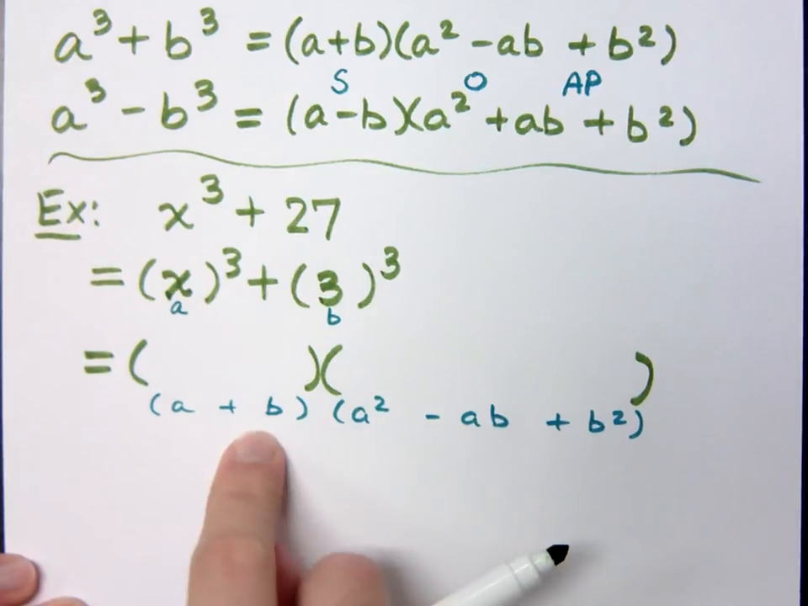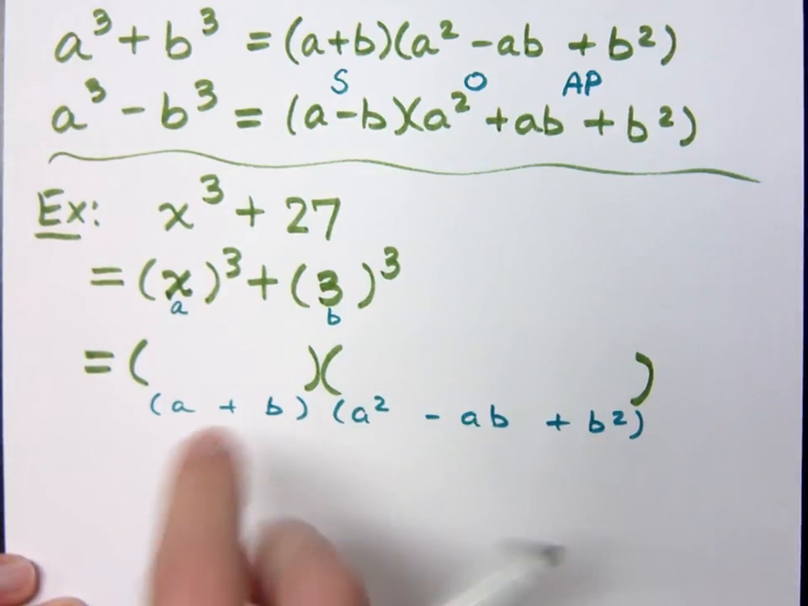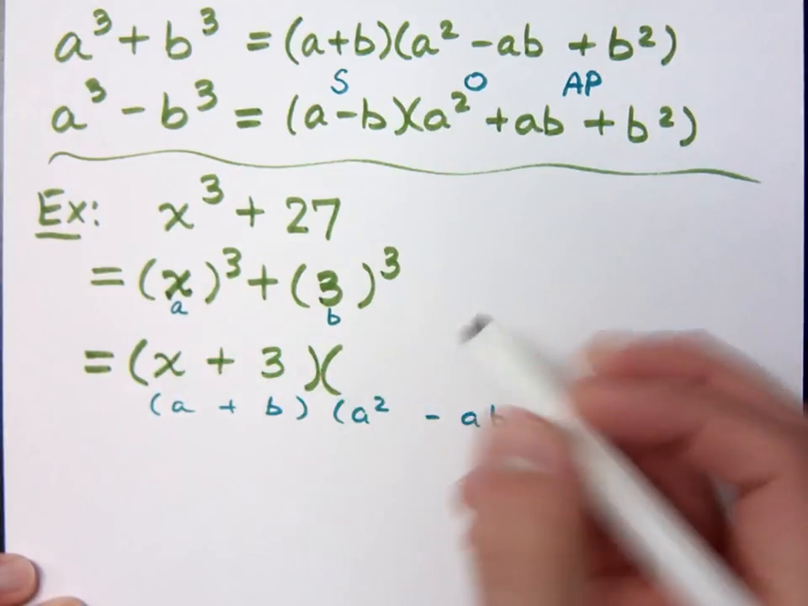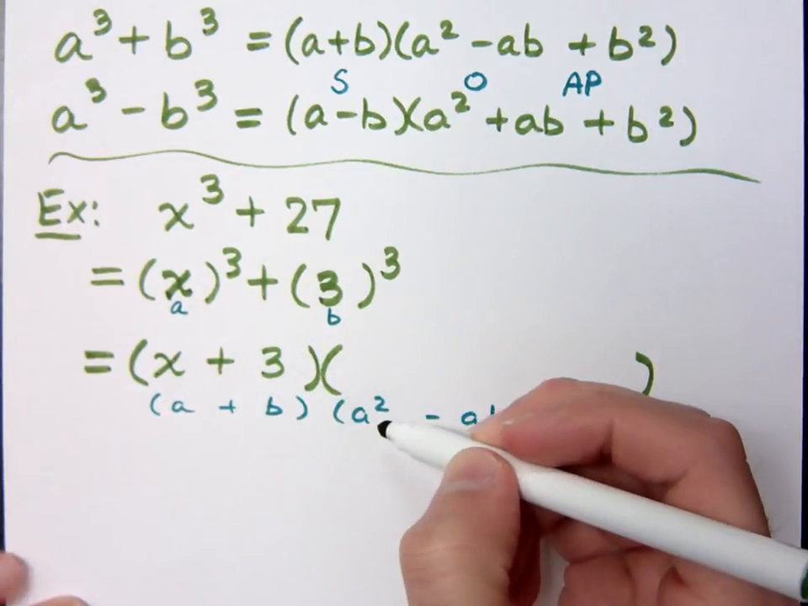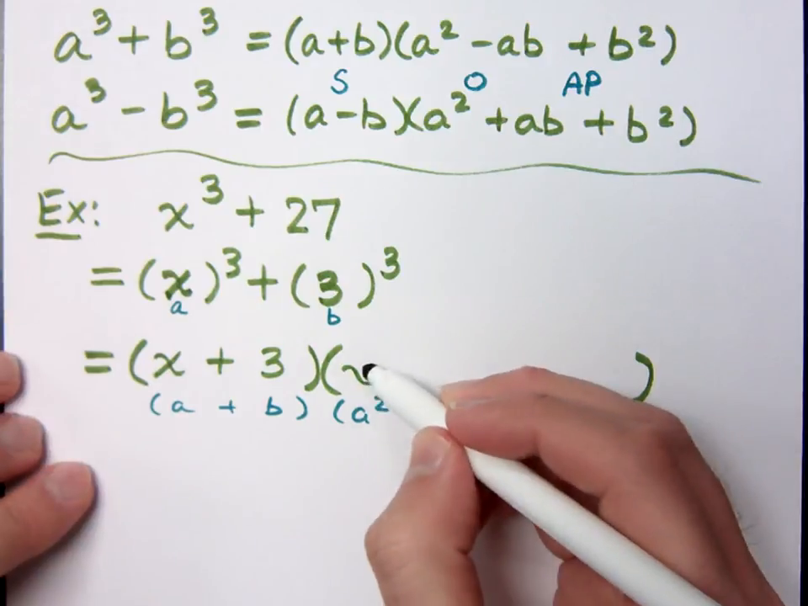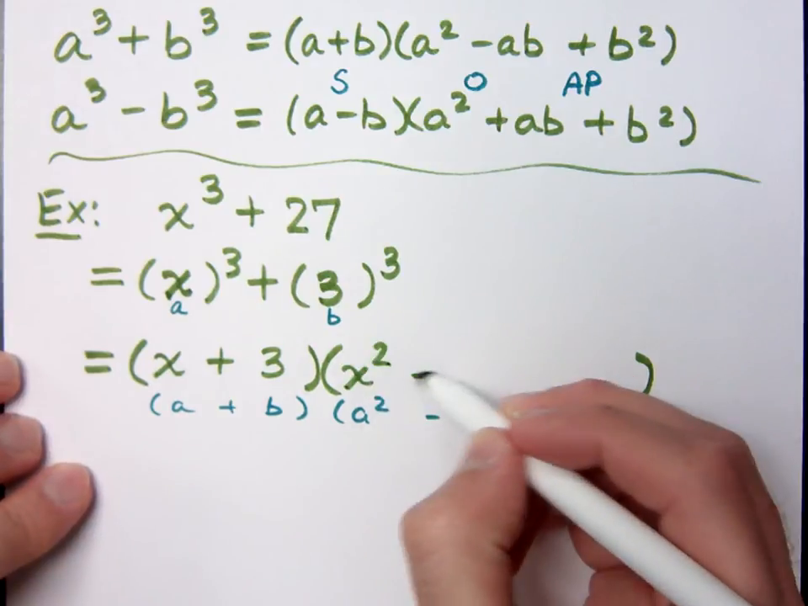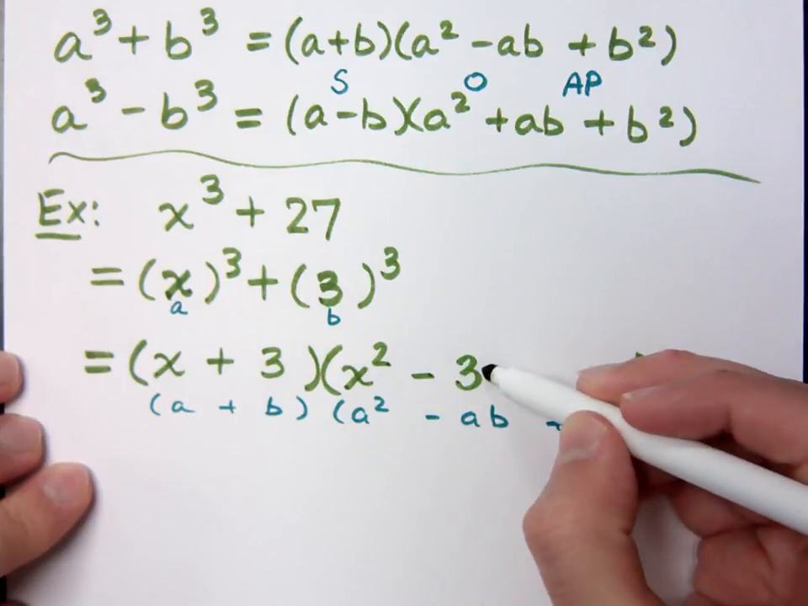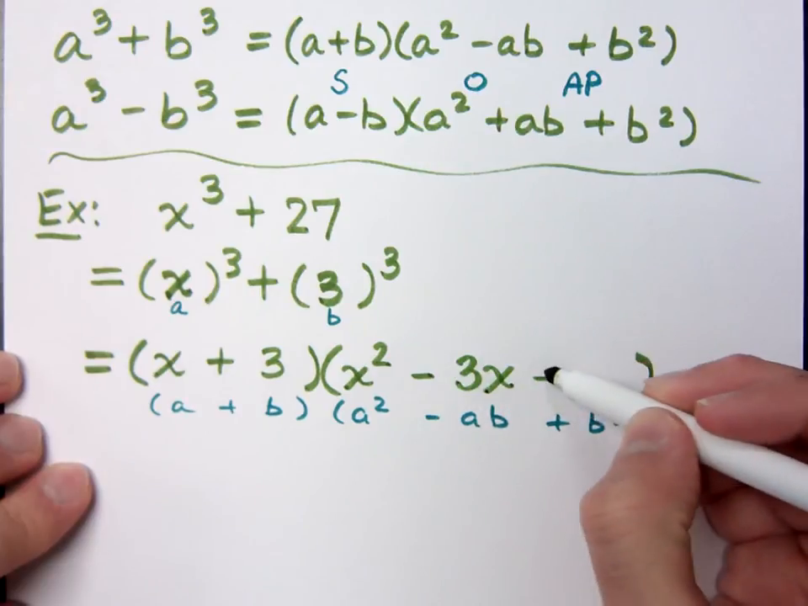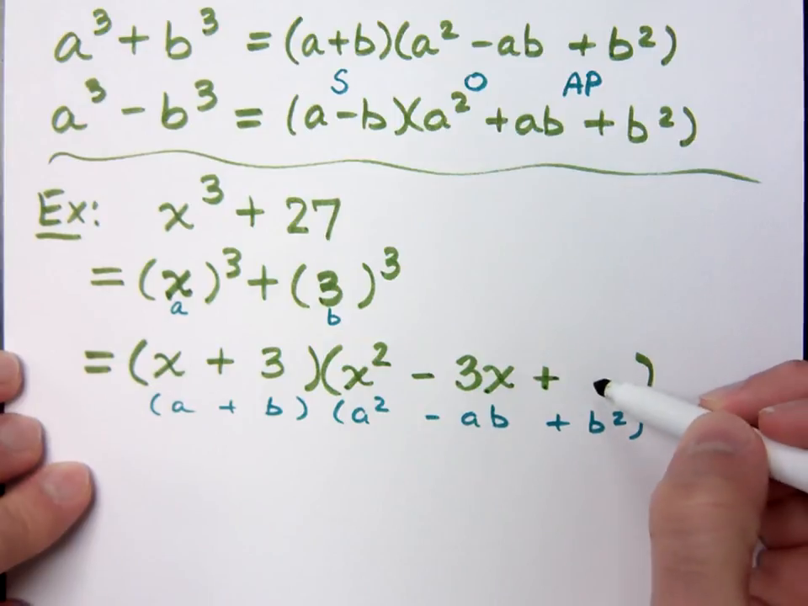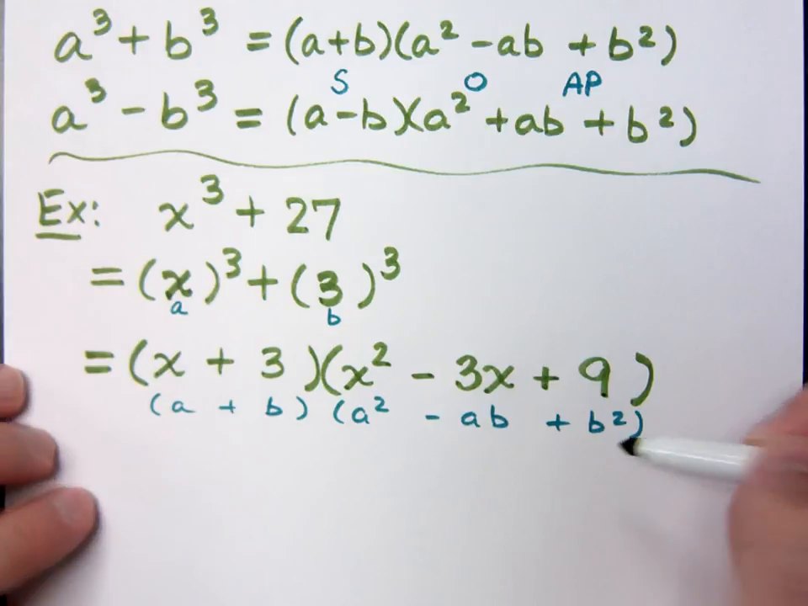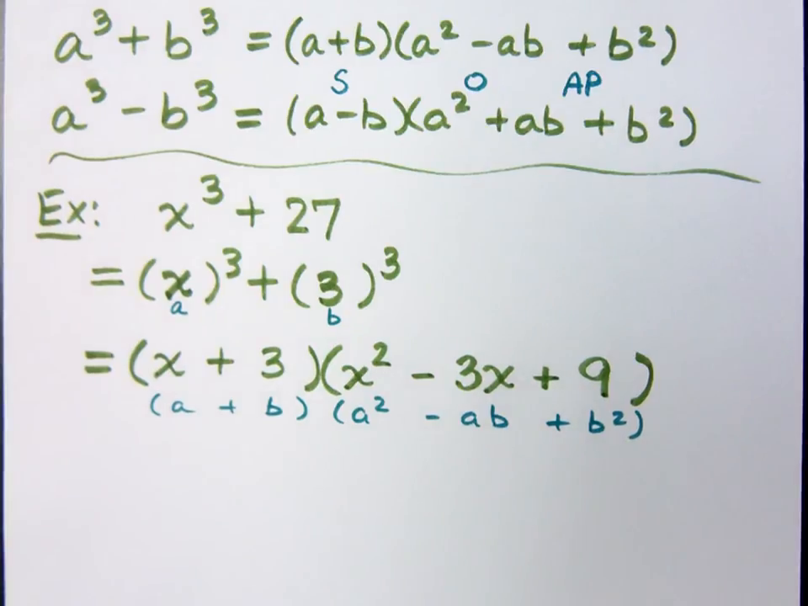So how would you write A plus B? Just follow this. What do you get? Plus 3. Right, that's x plus 3. A squared. A squared is what? x squared. Right, since A is x, you square that, you get x squared. Minus, what's the product of A and B? 3x. Plus what? Plus 3. B squared is 3 squared, so you're going to write 9. And that's all you have to do.